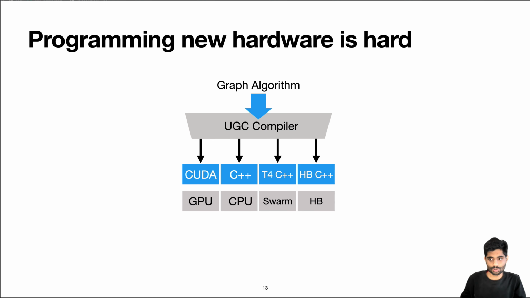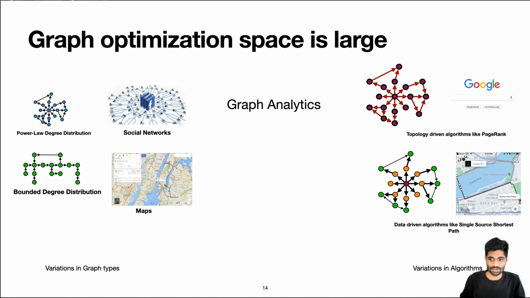The right choices of optimizations depend not only on the variations in application logic, but also the graph input. We have different graph types like power law degree distribution graphs from social and web networks, and bounded degree large diameter graphs in road networks. Similarly, we see a lot of variations in algorithm types, like topology-driven algorithms like PageRank and data-driven algorithms like shortest path.